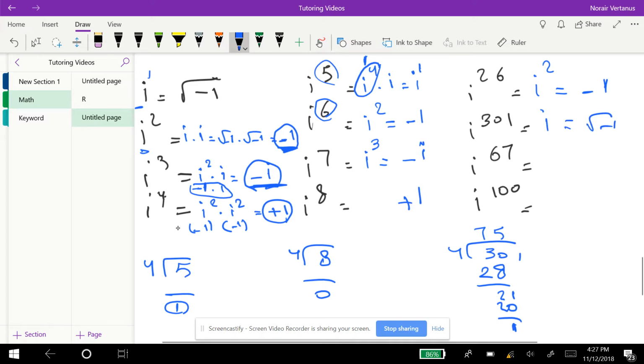i to the 67. 67 divided by 4 is what? 1 times 4 is 4, the remainder is 2. Then 7 goes down. 6 times 4 is 24, the remainder is 3. So that's the same as i to the third, which was equal to negative i. And i to the 100: 100 divided by 4, the remainder is 0. That's just i to the power of 0, which is positive 1.